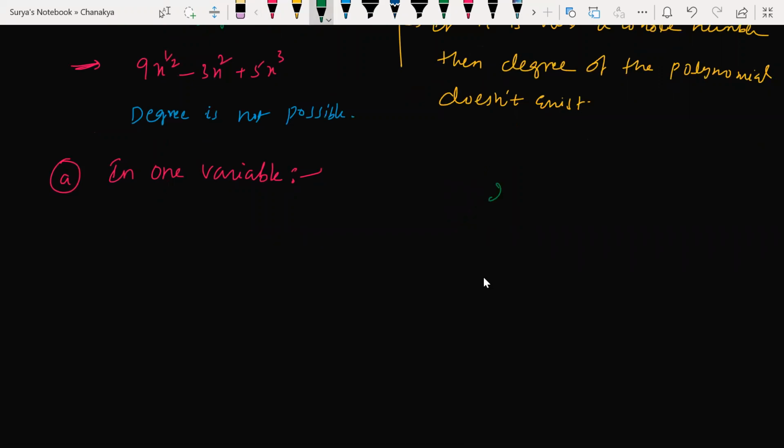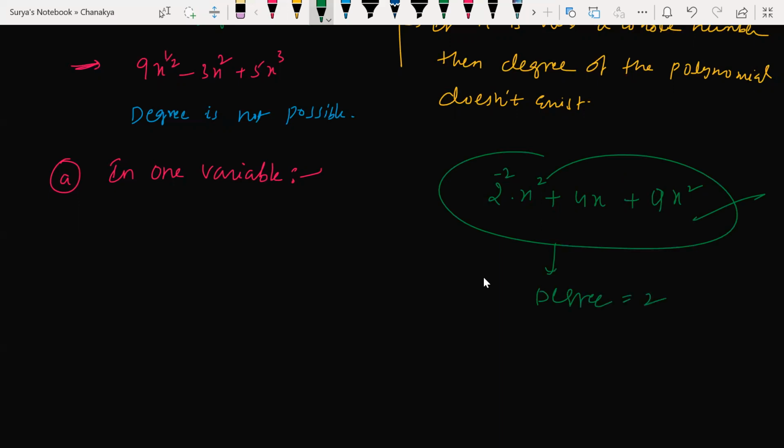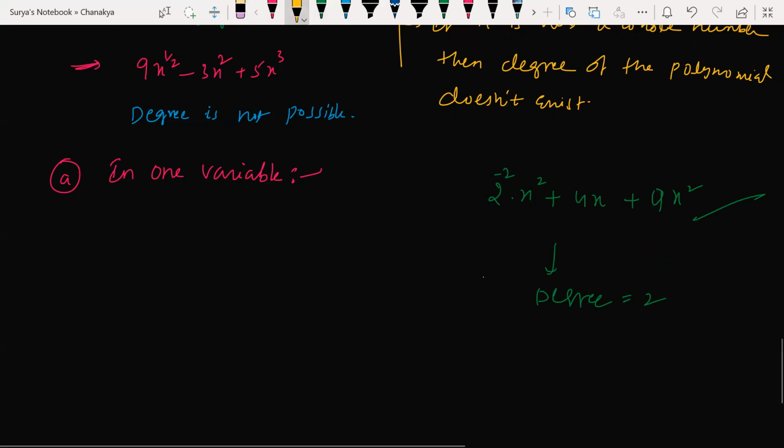Look at this here. 2 to the power of minus 2 x square plus 4x to the power of minus 3 plus 9x square. Now look at this. It is a polynomial. So what is the degree now? Degree is 2 here. Understood my point? You just check only the power of the variables, not constants. Constant power can be anything, minus, plus, anything. We will not be bothering about constant power. You check only the power of the variables.